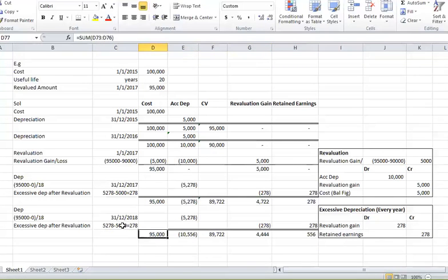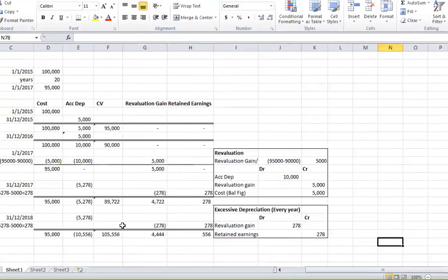So now cost is 95,000, accumulated depreciation is 10,556. This is carrying value, this is remaining revaluation gain, and this is retained earnings. You can see over here, revaluation gain was 5,000, then reduced to 4,722, and now reduced to 4,444. So every year revaluation gain will be reduced, and it will be shifted to retained earnings every year.